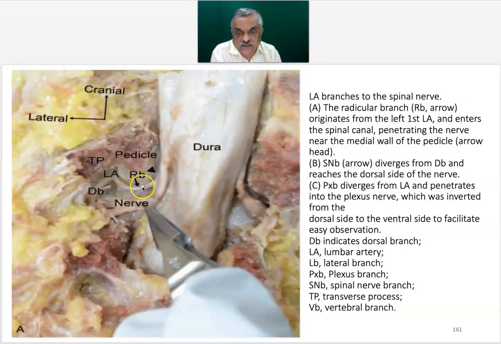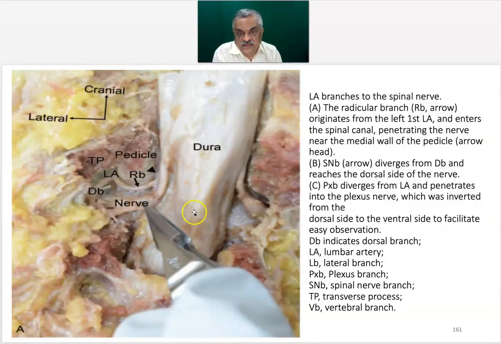So you must remember, this is one of the dangerous areas where the radicular branch of the lumbar artery is seen. The SNB is a branch from this dorsal branch and it diverges and reaches the dorsal side of the nerve. PXB, which we have seen before, the branch to the psoas, diverges from the lumbar artery, penetrates the plexus, which was inverted from dorsal side to the ventral side to facilitate easy observation.